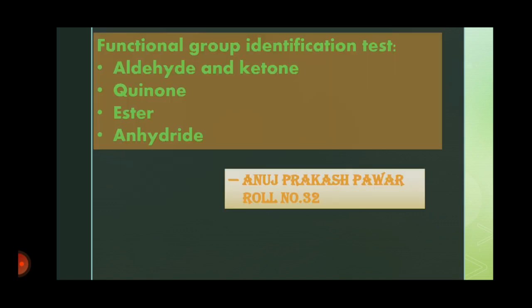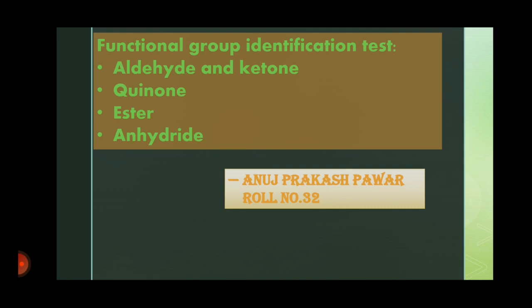Everyone, today I will explain the functional group identification tests for neutral compounds. Neutral compounds are those in which carbon, hydrogen and oxygen are present, and these compounds are insoluble in water and soluble in concentrated H2SO4. Today, I will explain the functional group identification tests for aldehyde, ketone, quinone, ester and anhydride.